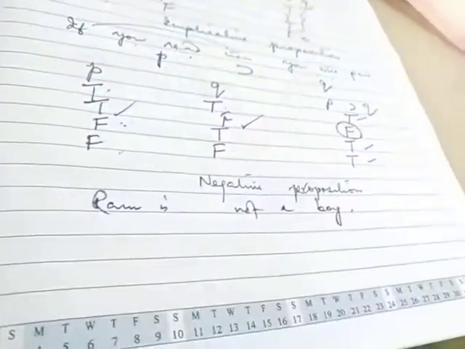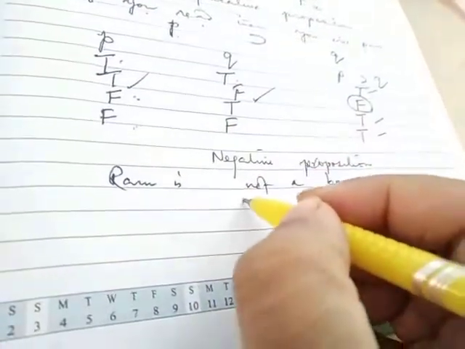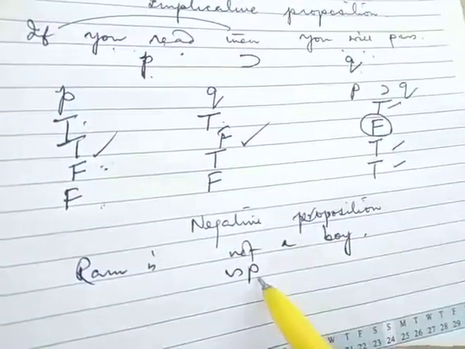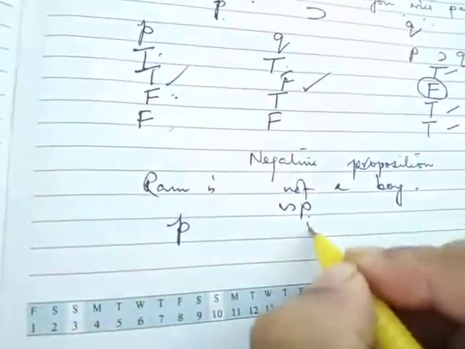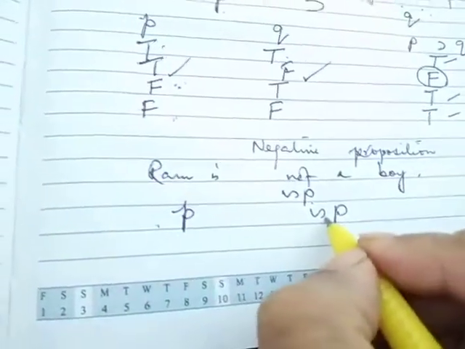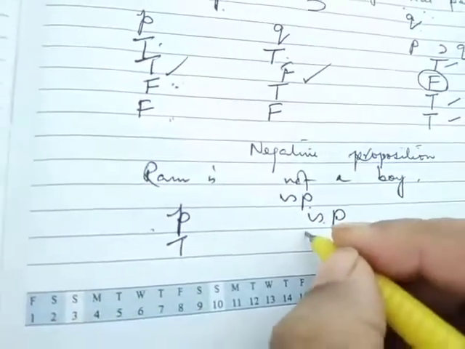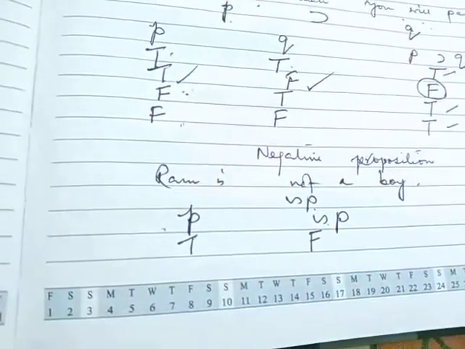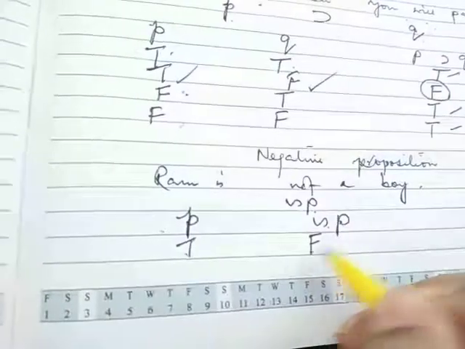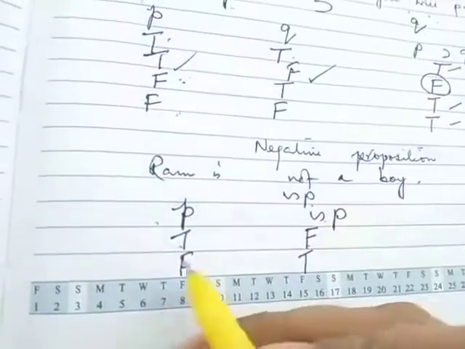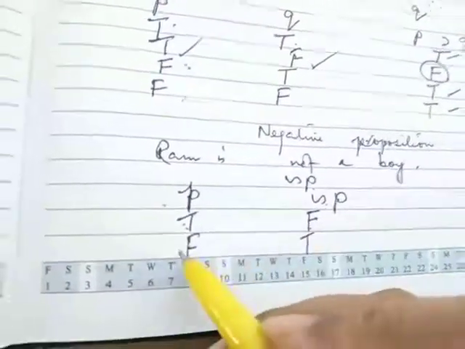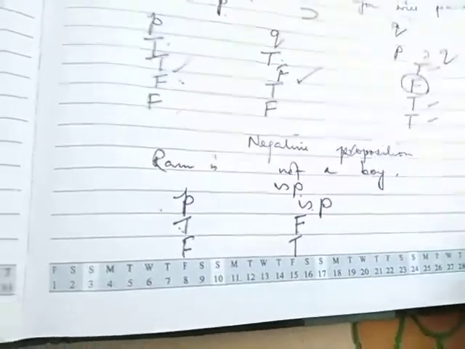Coming on to negative proposition. This is a negative proposition. Ram is not a boy, and if I symbolize, then it will become curl P, because for a single sentence I always give one variable, and for negative I put a curl before the variable. So this is Ram is a boy and this is Ram is not a boy. If Ram is a boy is true, then Ram is not a boy is false. If Ram is a boy is false, then Ram is not a boy will automatically be true. If the sentence is true, then the negation will be false. If the sentence is false, the negation will be true.